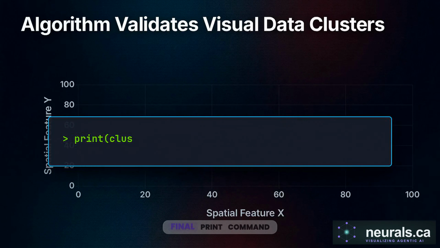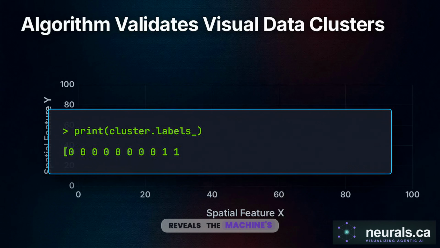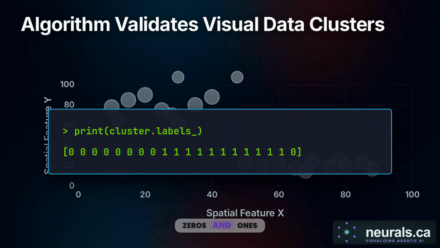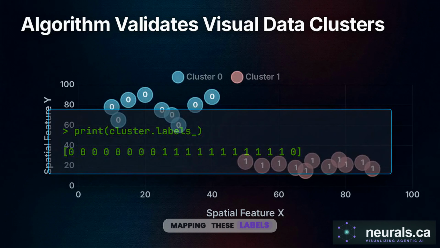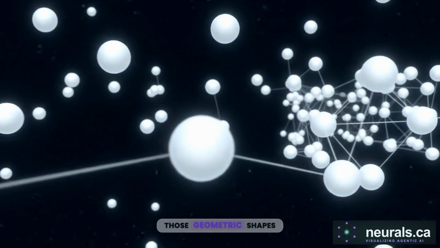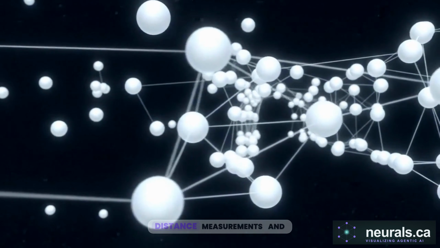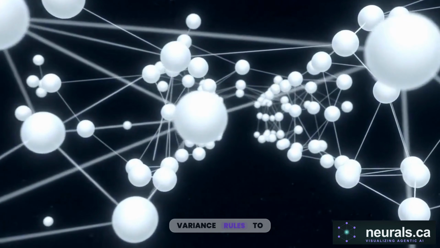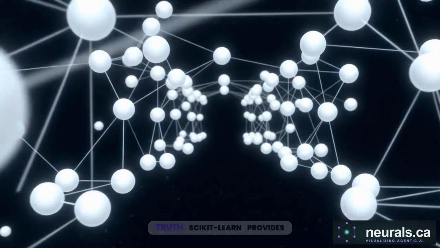Executing the final print command reveals the machine's output as a raw array of zeros and ones. We prove the algorithm's success by mapping these labels back onto our original plot. The zeros and ones perfectly segregate those upper left and lower right bands we spotted earlier. The machine never actually saw those geometric shapes. It blindly followed distance measurements and variance rules to autonomously find the truth.